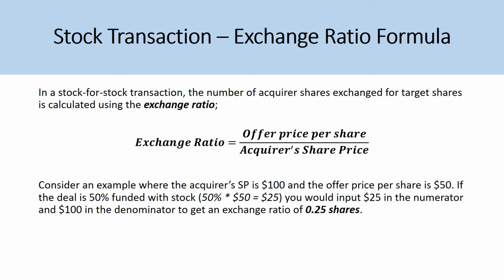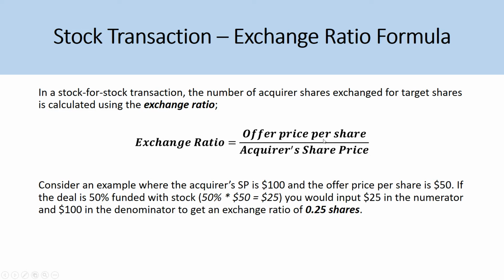So just to quickly review. In a stock-for-stock transaction, the number of acquirer shares exchanged for target shares is calculated using the exchange ratio. So this is the formula that you use when you're evaluating a deal which uses stock as acquisition currency. So you have to determine the offer price per share that will be financed by stock, right? The acquirer share price is whatever the share price is trading at the day before the deal is announced, and the offer price per share, if it's a 100% stock transaction, is the full offer price.